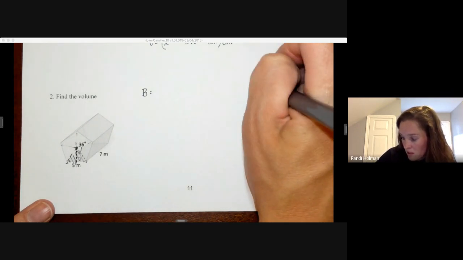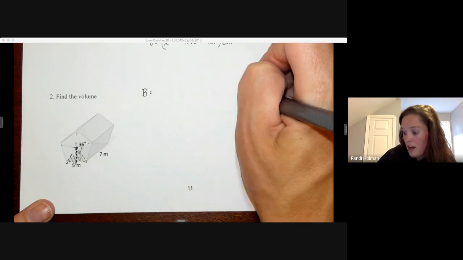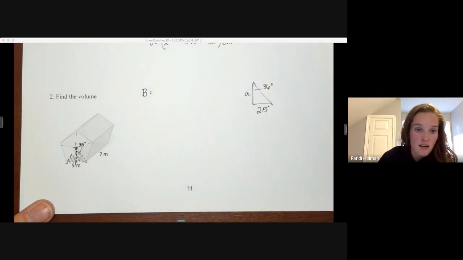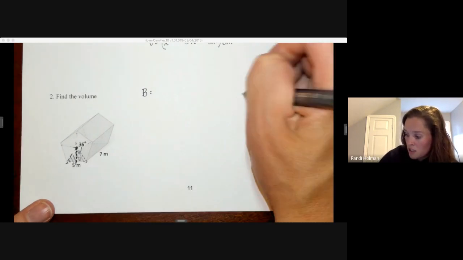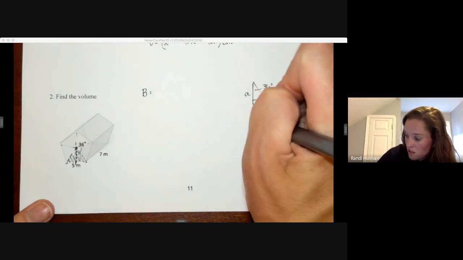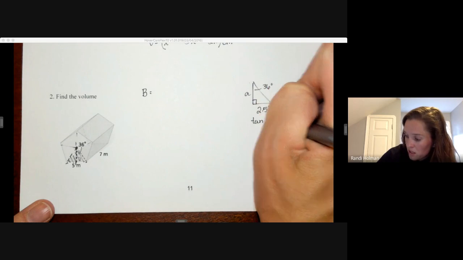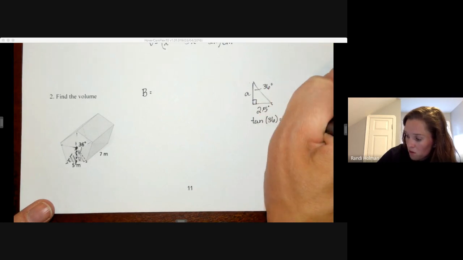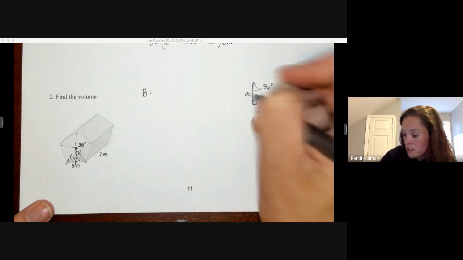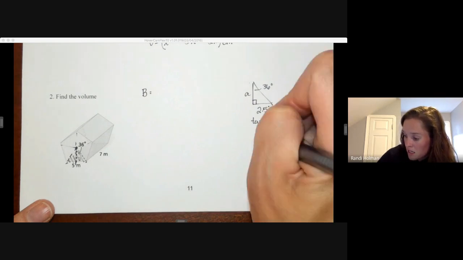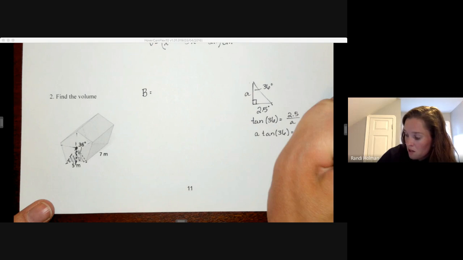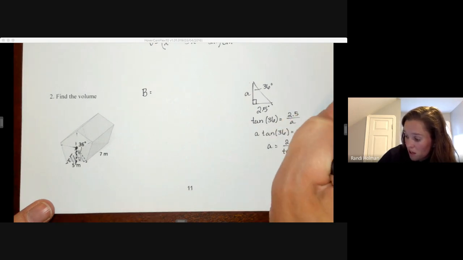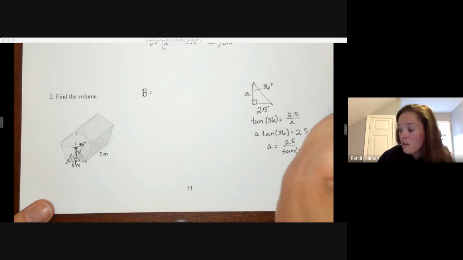And this 36-degree angle to find our apothem there, which is the height of that triangle. So we're looking at opposite over adjacent, so that's tangent of 36 is equal to 2.5 over A, opposite over adjacent, which means that A tangent of 36 equals 2.5. So A equals 2.5 divided by the tangent of 36.